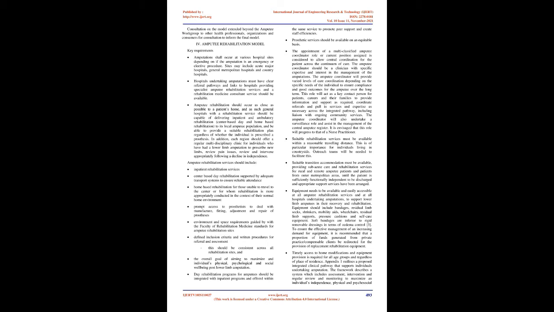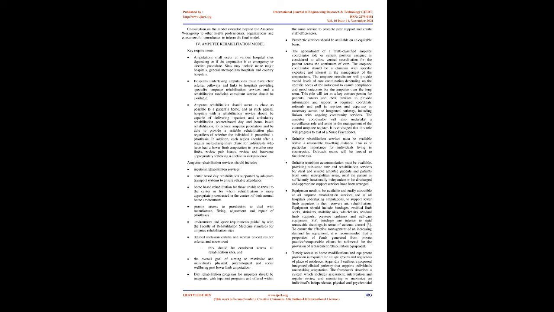Amputee rehabilitation should occur as close as possible to a patient's home, and as such general hospitals with a rehabilitation service should be capable of delivering inpatient and ambulatory rehabilitation, center-based day and home-based rehabilitation to its local amputee population, and be able to provide a suitable rehabilitation plan regardless of whether the individual is prescribed a prosthesis. In addition, each region should offer a regular multidisciplinary clinic for individuals who have had a lower limb amputation to prescribe new limbs, review pain issues, review and intervene appropriately following a decline in independence.